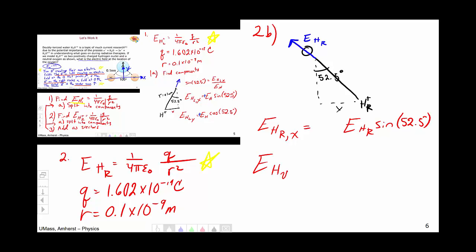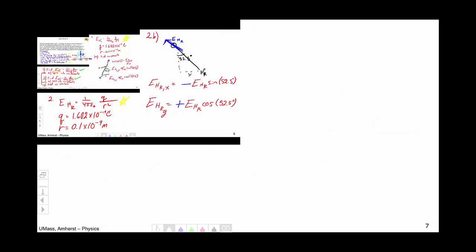And the Y component is still cosine. And we can see this time that my field points upwards, so my Y component's positive, but also to the left, so my X component is negative. Now I have done steps 1 and step 2. The last thing to do is step 3, which is add everything together vectorially.